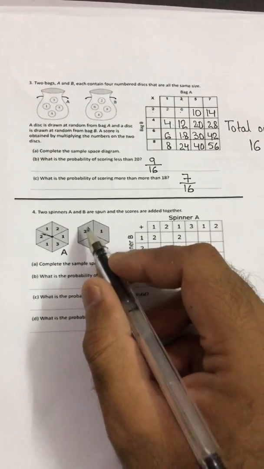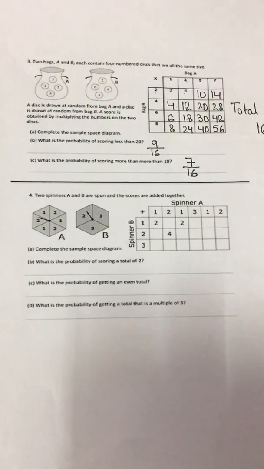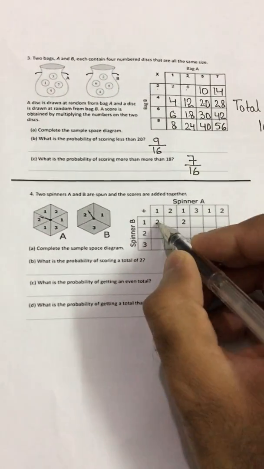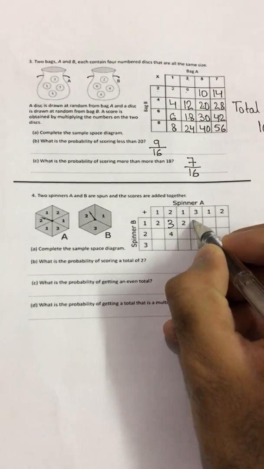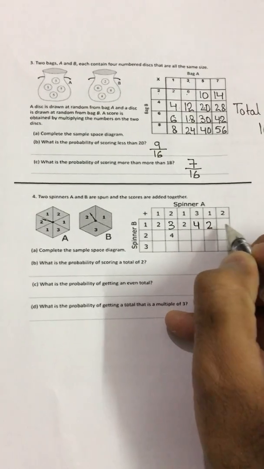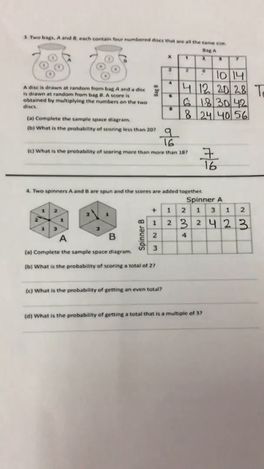And spinner B has only 3 numbers: 1, 2 and 3. So I just wrote 1, 2 and 3 over here, and now I have to fill the sample space. 1 plus 1 is 2, 1 plus 2 is 3, 1 plus 3 is 4, 1 plus 1 is 2 and 1 plus 2 is 3.